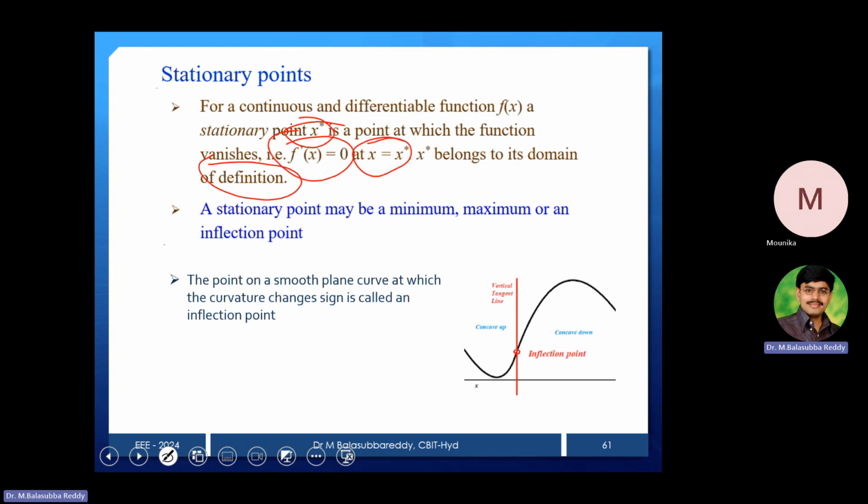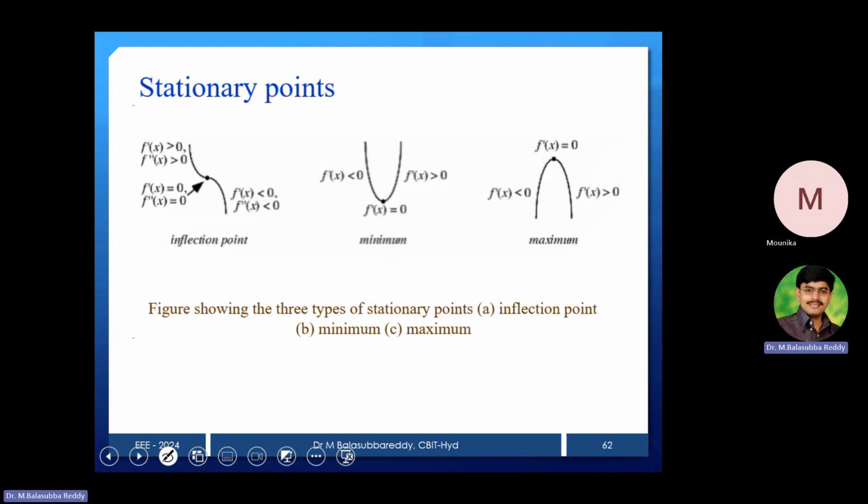This is one point you can remember: the inflection point. Suppose, as per this diagram, you can notice a smooth plane curve at which the curve changes sign. You can see it is one smooth curve. From this point onwards, it changes the sign. This will go positive, this will go negative. That point we call an inflection point. From this side it is going down, from this side it is going up.